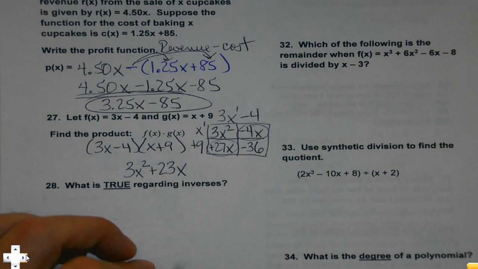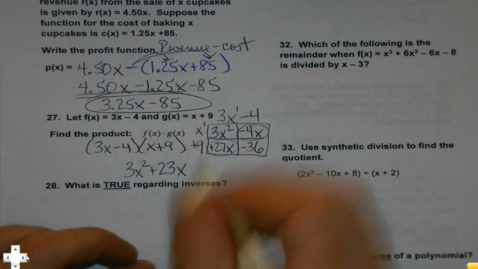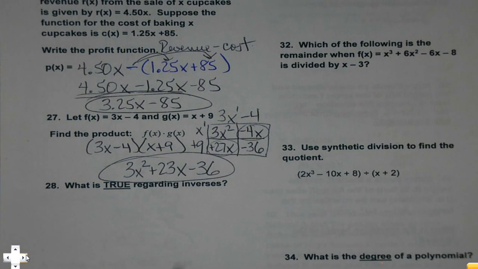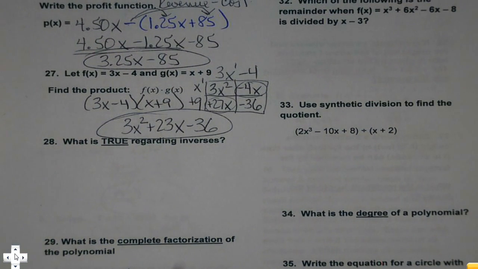We find our like terms. Again, we don't mess with the exponents anymore because now once the box is full, we're just combining like terms. And we're set. All right, so let's see, 28.